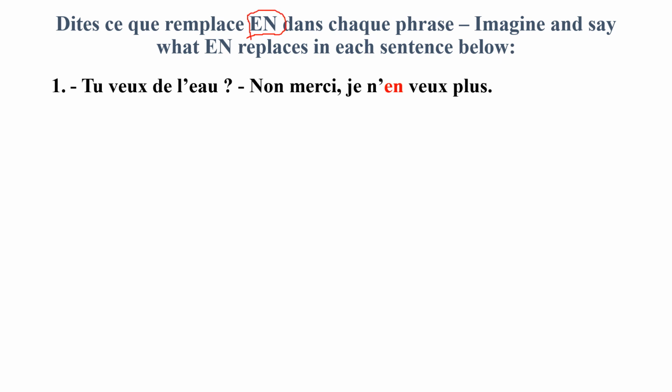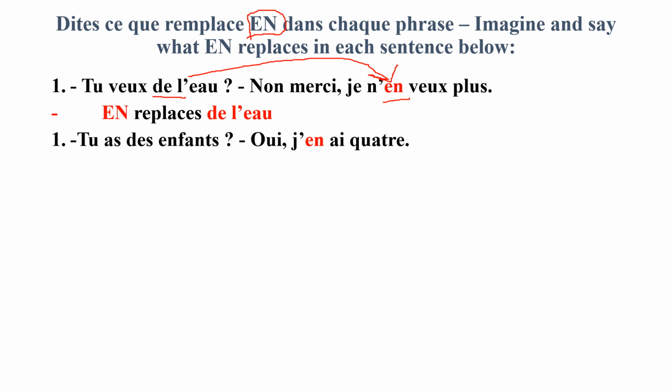Okay? Tu veux de l'eau? Non, merci, je n'en veux pas. Je n'en veux pas. I've put en in red. What does it represent? I do not want, no plus means no longer. I no longer want some. So the some over here refers to the water. D'accord? Water has a partitive article in front of it. Therefore, I have replaced de l'eau with en. En has replaced de l'eau.